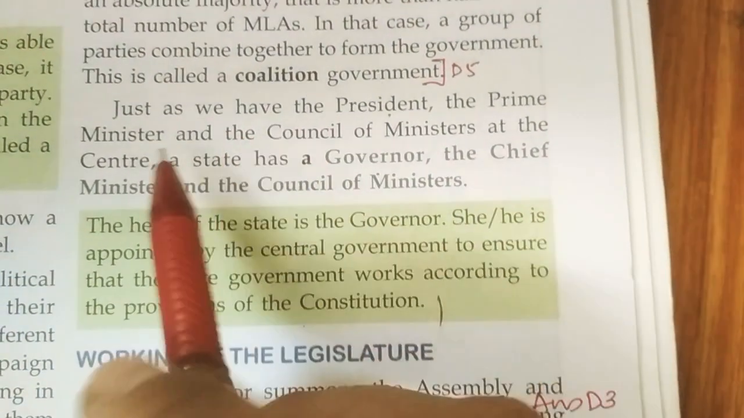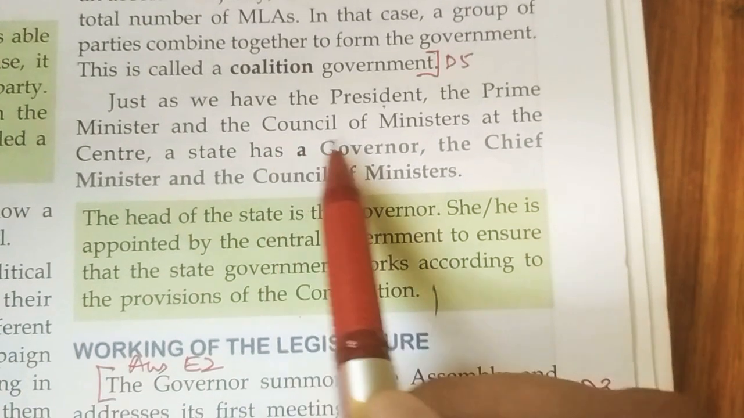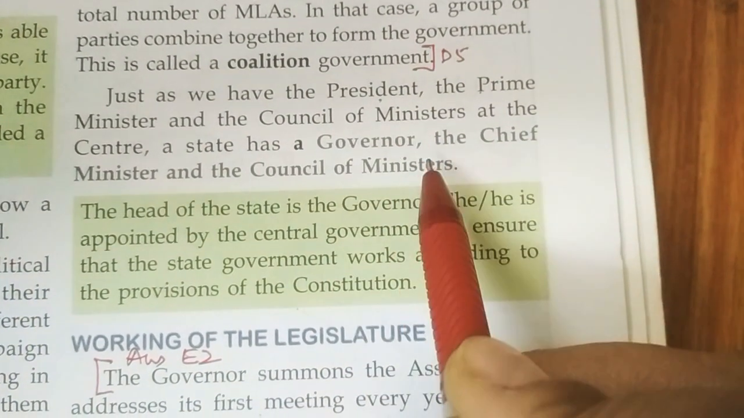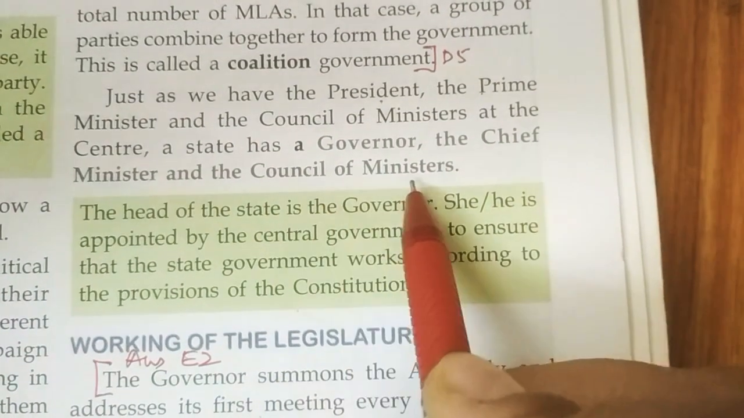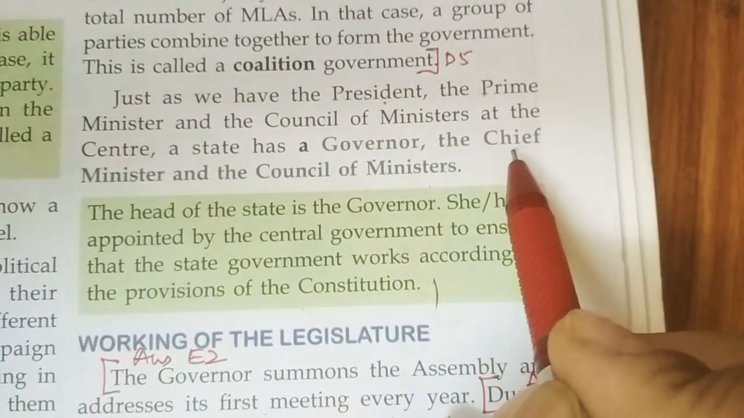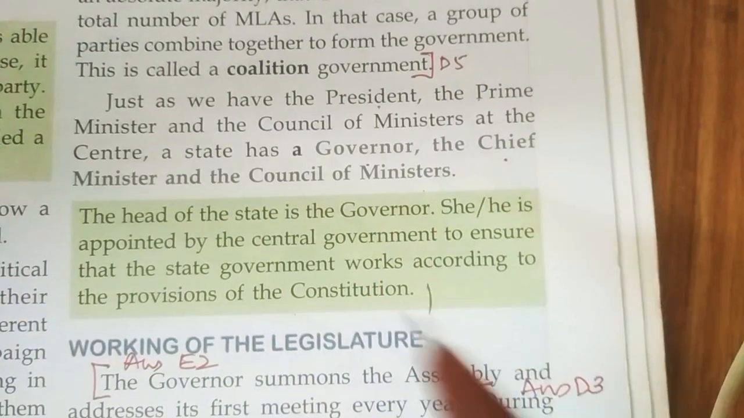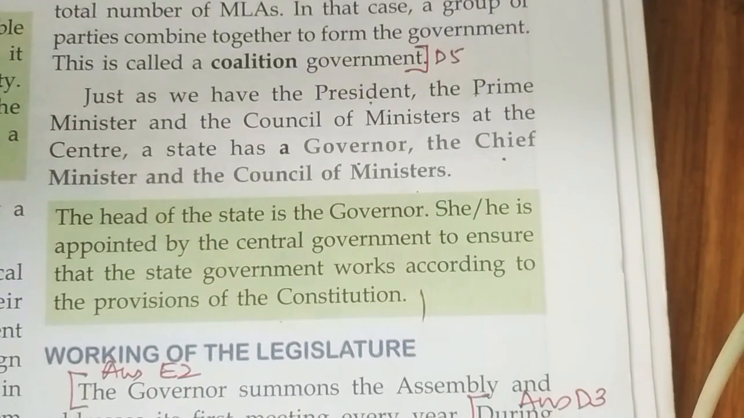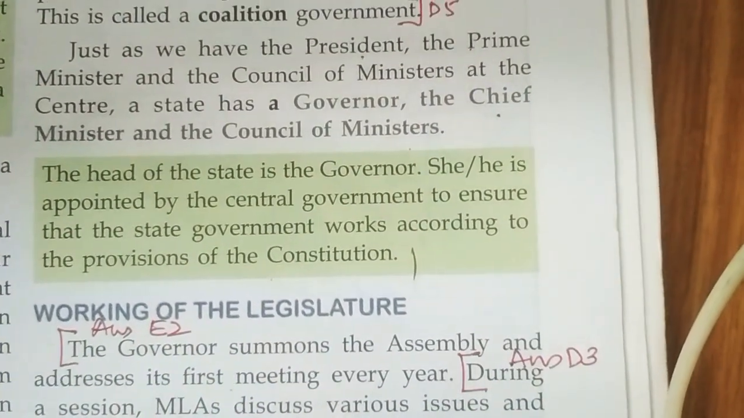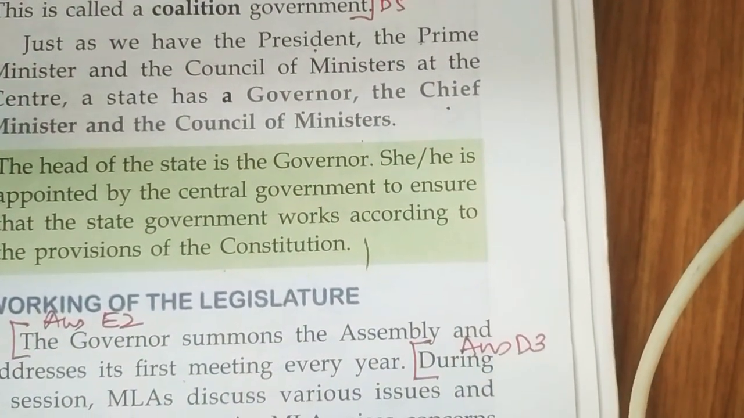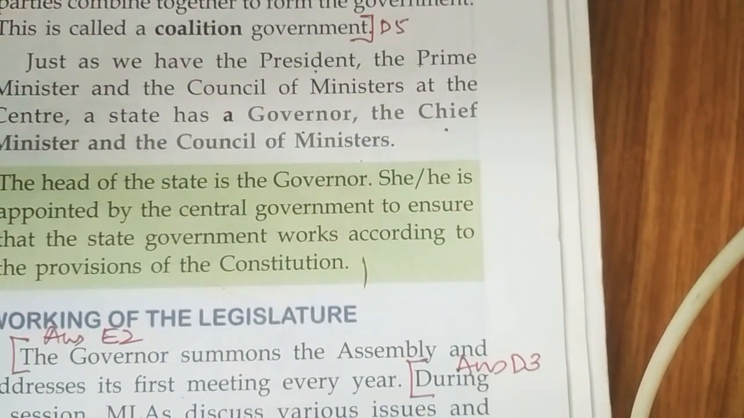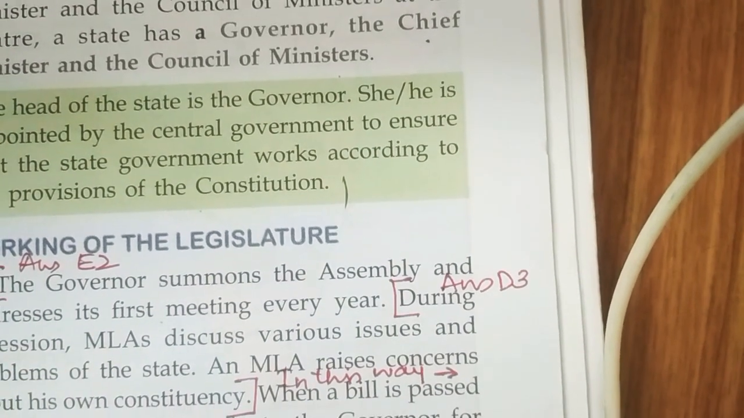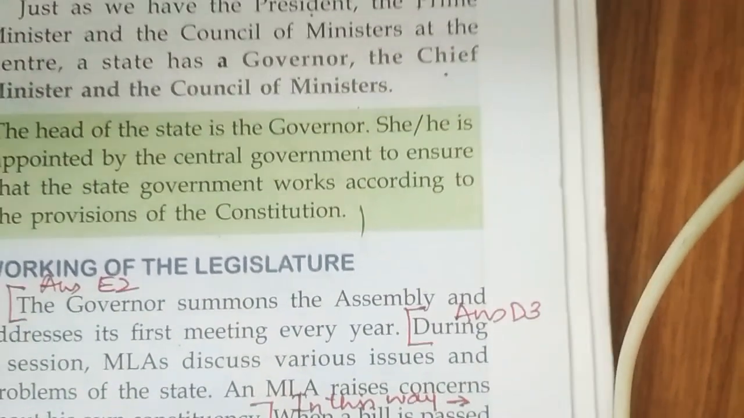Then just as in the center we have the council of ministers to help the prime minister, in the same way in every state in India we have the council of ministers who work and help the chief minister, who is the top body in the working position in the governance of that particular state. The head of the state is the governor, she or he appointed by the central government to ensure that the state government works according to the provisions of the constitution.